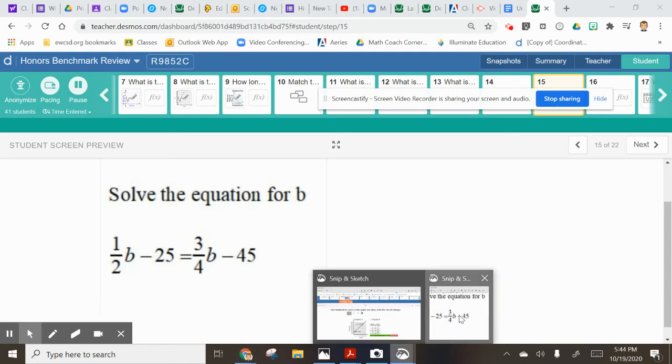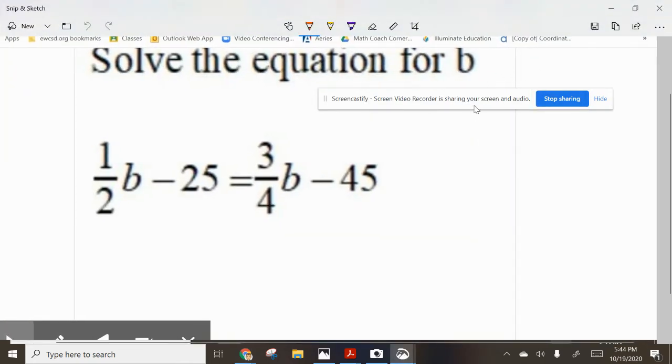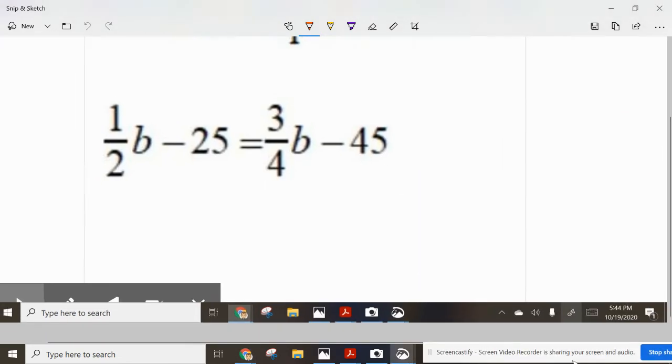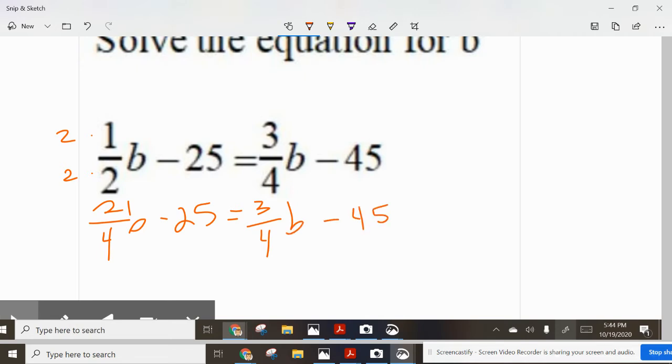All right, I'm going to change it over to this side, which will be easier for me to manipulate the problem. And let me move this up a little. Okay. So when I look at this, I know that I have to get this fraction to change to be over 4. So what does 1/2 look like when it's over 4? It's going to be 2/4, right? 2/4 b minus 25 equals 3/4 b minus 45, right?